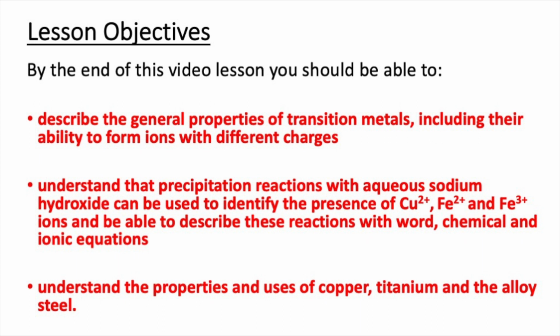So that concludes our video lesson. So after watching this video, you should be able to describe the general properties of transition metals, including their ability to form ions with different charges. You should also be able to understand that precipitation reactions with aqueous sodium hydroxide can be used to identify the presence of Cu2+, Fe2+, and Fe3+ ions, and be able to describe these reactions with word, chemical, and ionic equations. And finally, you should be able to understand the properties and uses of copper, titanium, and the alloy steel.